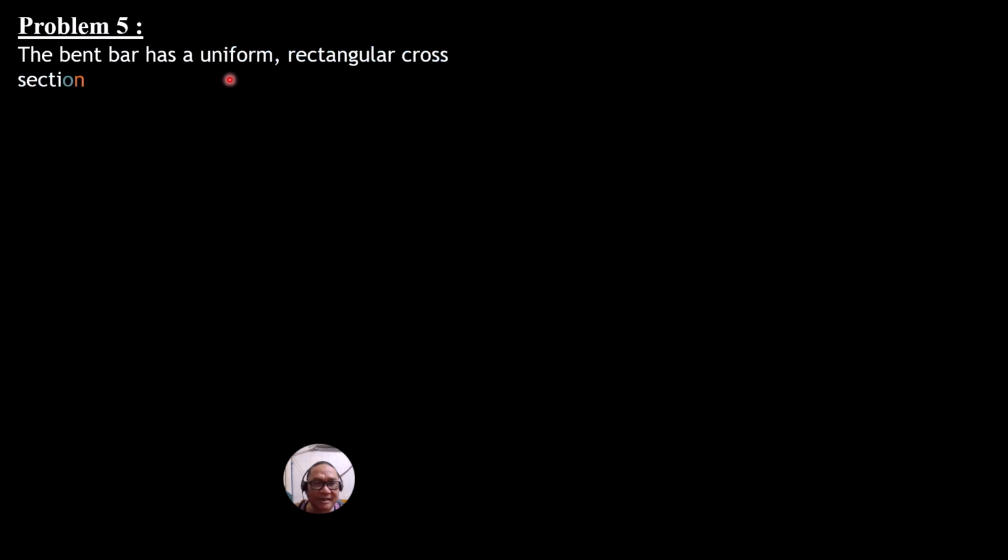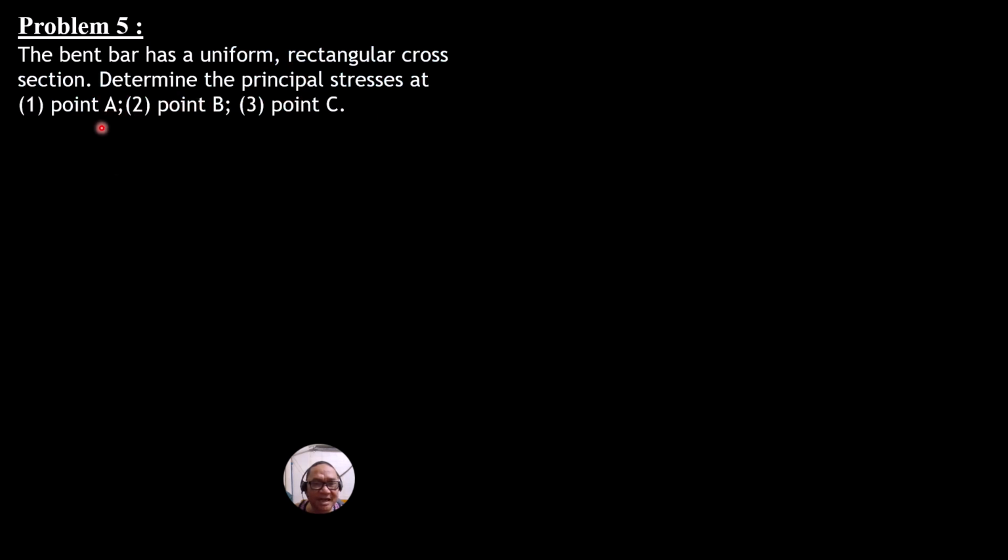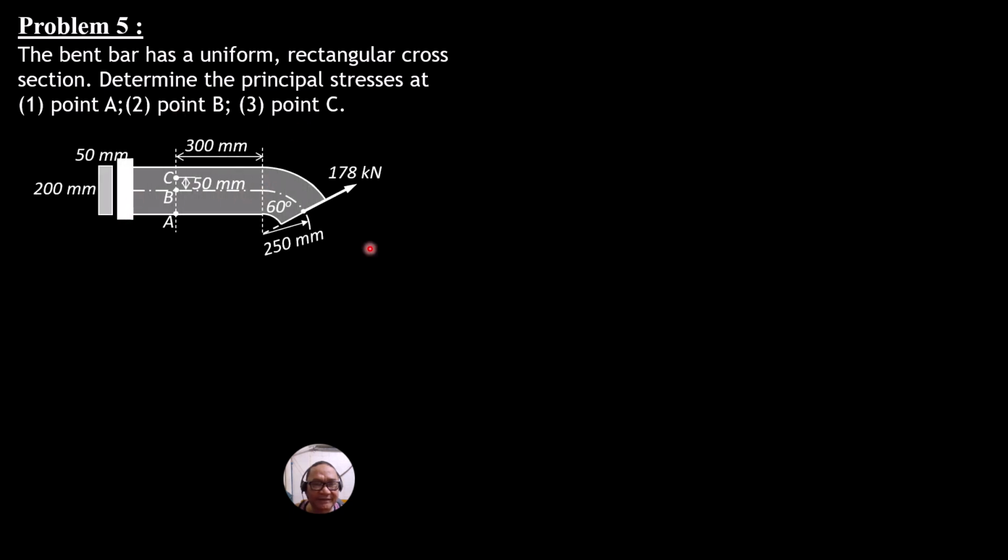The bent bar has a uniform rectangular cross-section. Determine the principal stresses at point A, point B, and point C. Here is the figure. First, let's resolve the force into its horizontal and vertical components to analyze the effect of these components on these points on the section. So we have 154.15 kilonewtons, which is 178 sine of 60, and 178 cosine 60 is 89 kilonewtons.